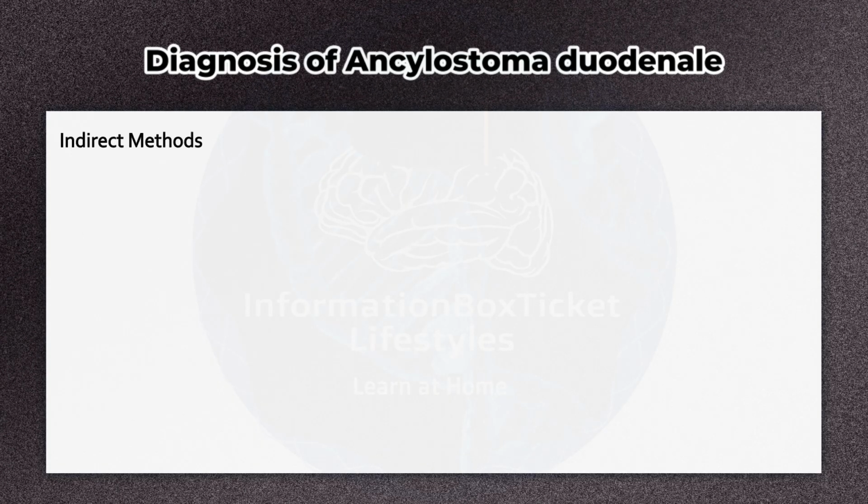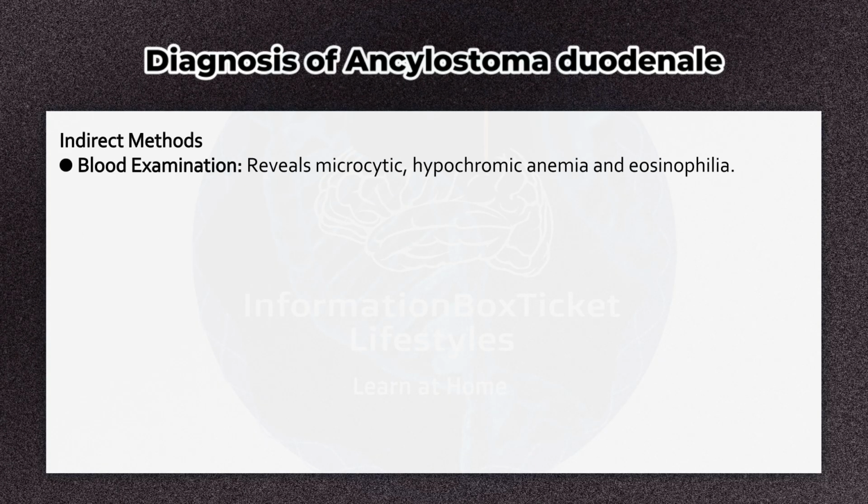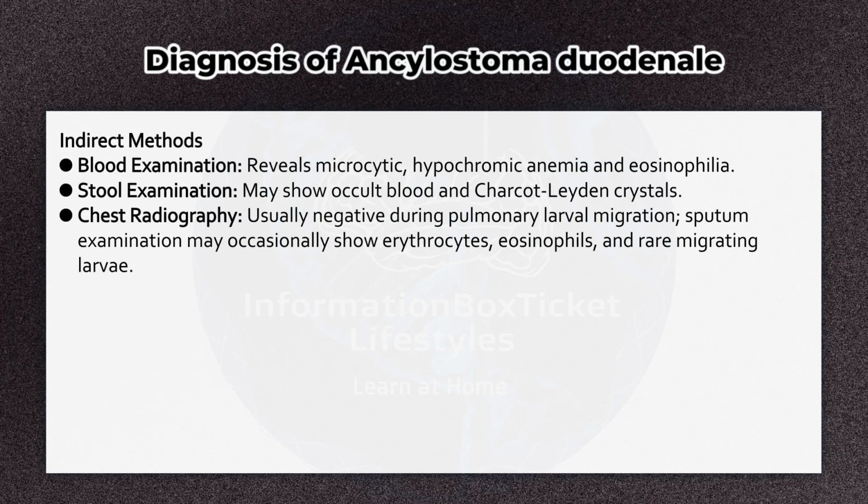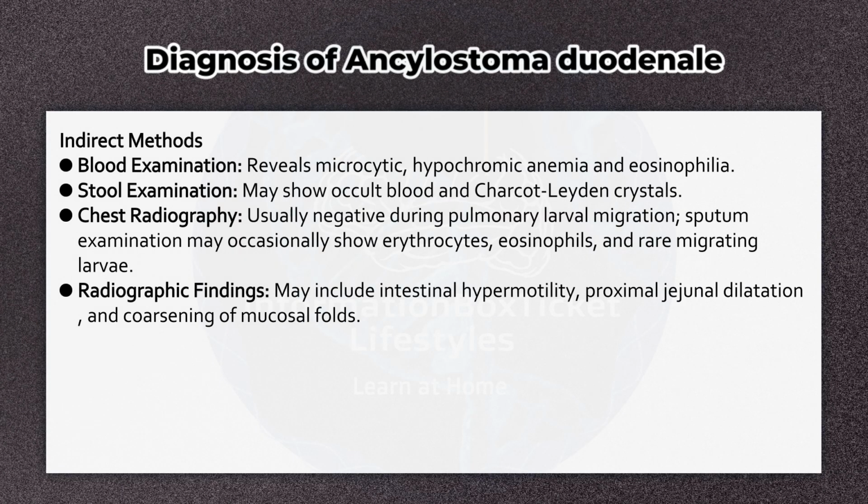Indirect methods. Blood examination reveals microcytic, hypochromic anemia, and eosinophilia. Stool examination may show occult blood and Charcot-Leyden crystals. Chest radiography is usually negative during pulmonary larval migration. Sputum examination may occasionally show erythrocytes, eosinophils, and rare migrating larvae. Radiographic findings may include intestinal hypermotility, proximal jejunal dilatation, and coarsening of mucosal folds.